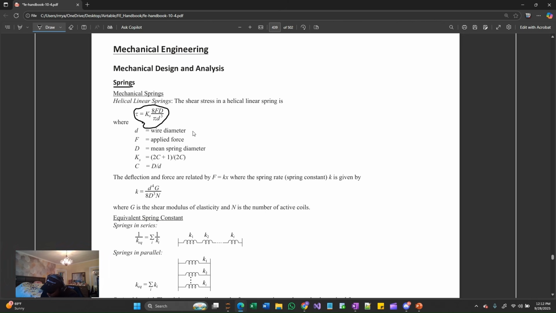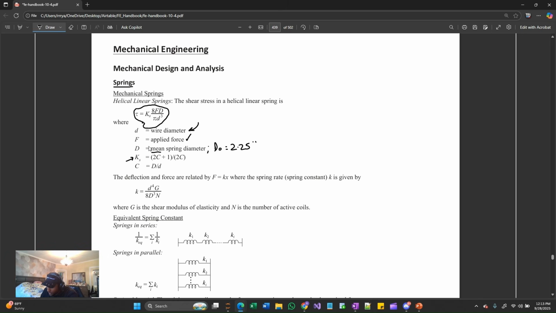So lowercase d is considered the wire diameter that was given to us in the problem. We're also given the applied force. We were not given the mean spring diameter, but we were given the outside diameter, and that was equal to, I think it was 2.25 inches. So we can use the outside diameter and the wire diameter to find the mean spring diameter. So we could find that. We need this K sub S term.